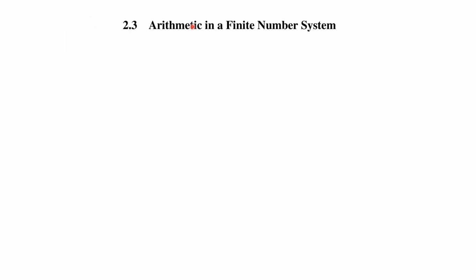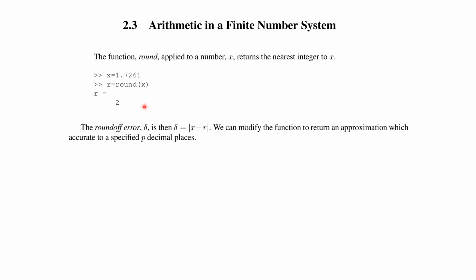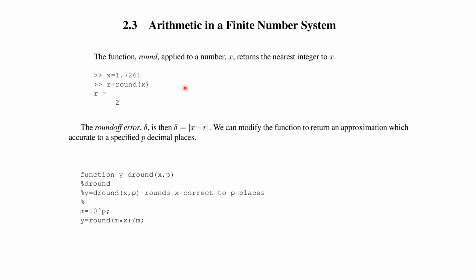When you're working with a computer, you're working with a finite number system. All the real numbers that we know are approximated in the computer. And just to get some things clear, if we take the number 1.7261 and we round up to the nearest integer, 2. And if we use this 2 instead of the actual number x, there's a round off error, the difference between 2 and the actual number x. I've written a little function to do this. MATLAB has got its own as well, which rounds to p decimal places.